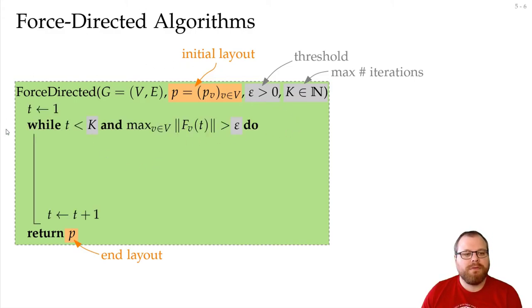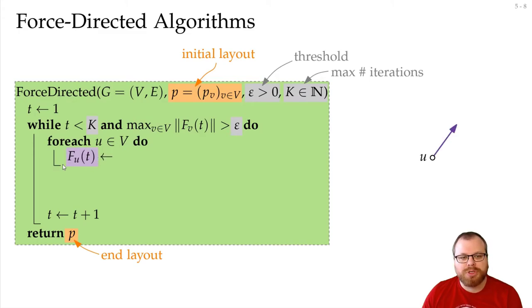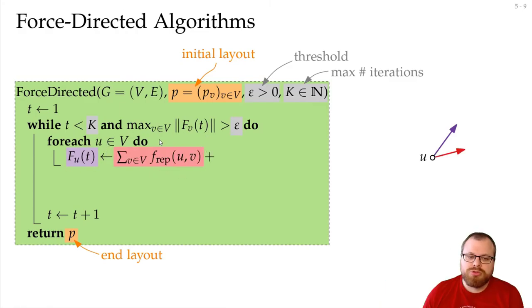Now for the algorithm, we have one loop. We count the number of iterations in t, and as long as we have done fewer than k iterations, and the maximum force that we computed in the previous step is at least epsilon, we continue. And during this loop, we just compute these two different kinds of forces that we had. For every vertex, we compute the force on this vertex in step t. And that force, we compute by computing the repulsive force to every other vertex and the attractive force to adjacent vertices. And if we add these together, then we get the force that we have on u.